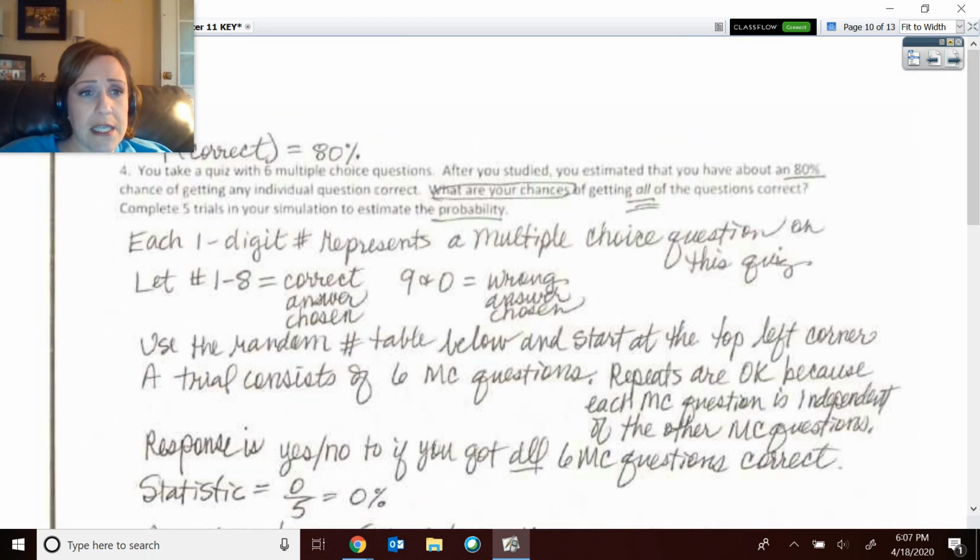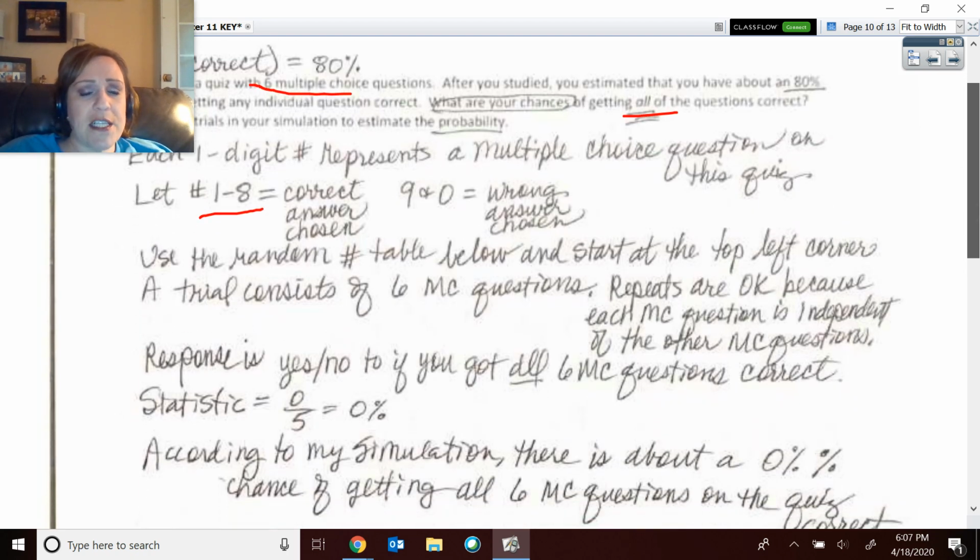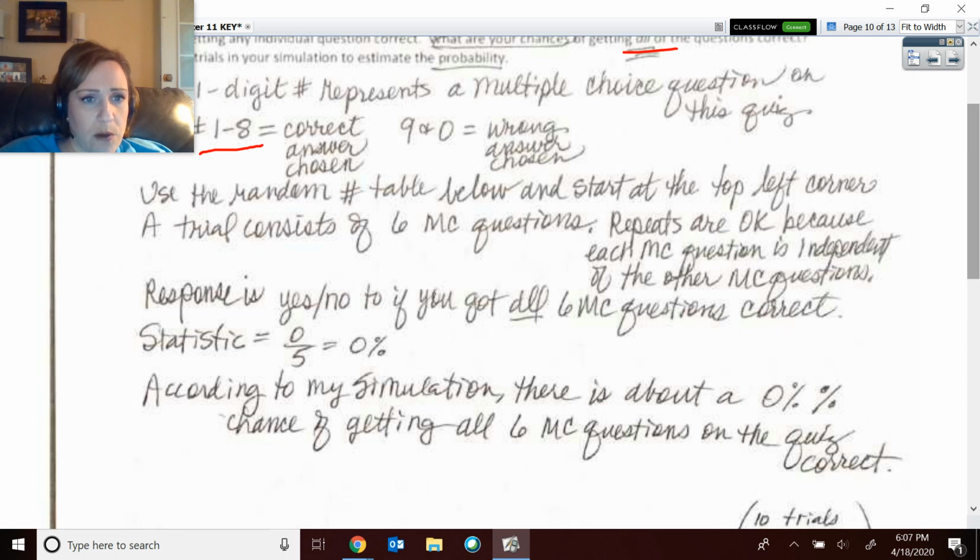All right, number 3, the probability of correct answer choice, because you studied this time, was 80% per problem. So what's the probability you're going to get all of those 6 multiple choice questions? So it is asking what's the probability. We're looking at 6, looking at 6, looking at 6. So there's our 1-digit numbers because it was 80% chance. I did 1 through 8 is correct, 9 and 0 were wrong.